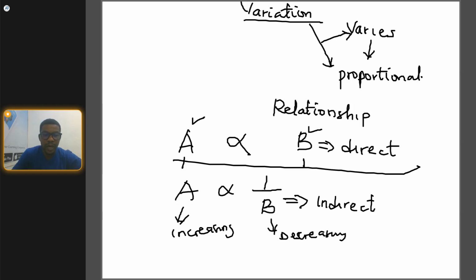All right. So we have different types of variation. Permit me to clean the board so we can move on to the types of variation that we have and the ones we'll be focusing on today.